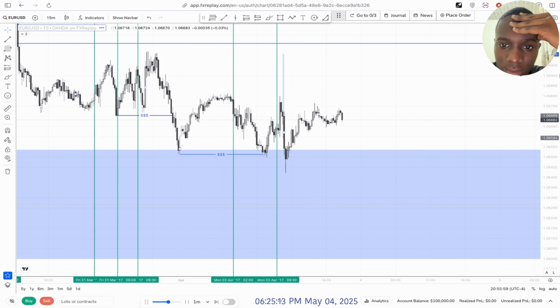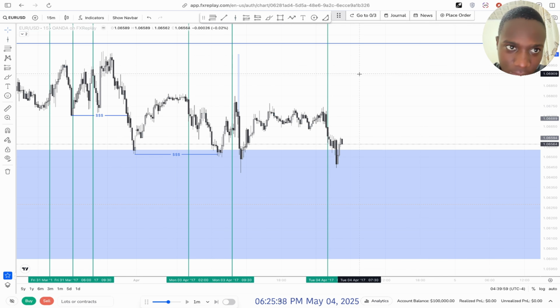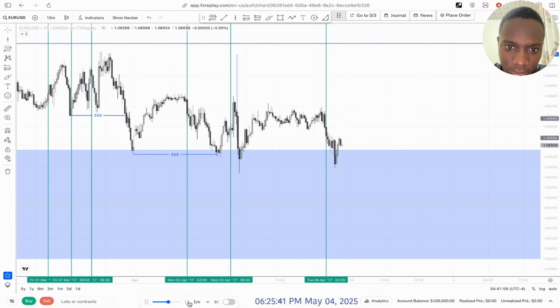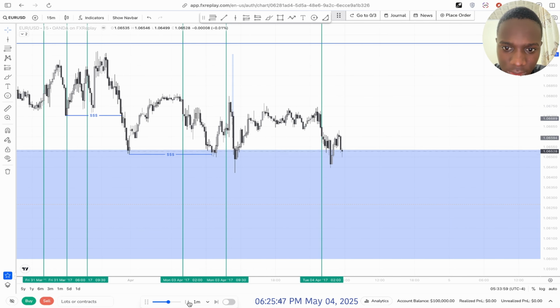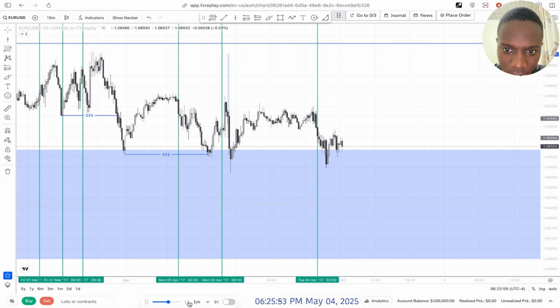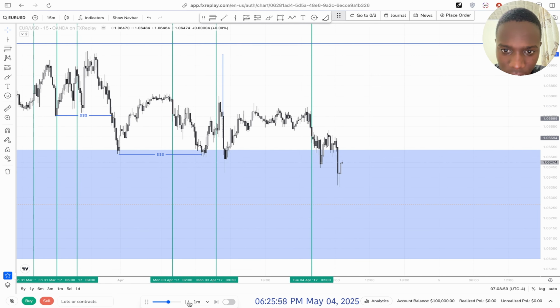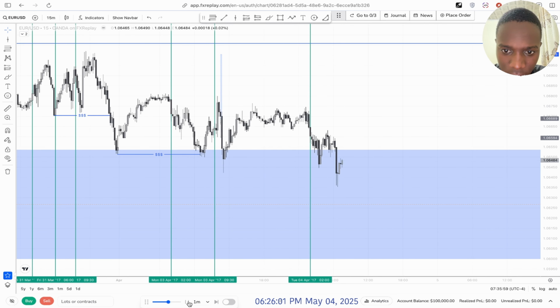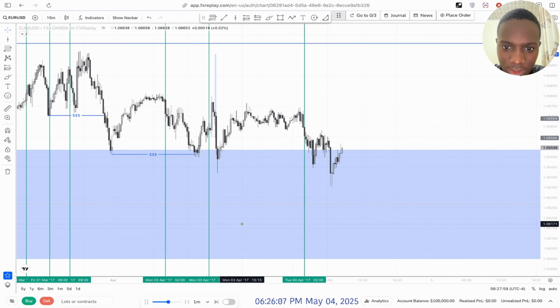We can see that at 2, market started dropping a bit. That was at the start of New York session, somewhere right here. At 2. Has price dropped to midpoint yet? Not yet.